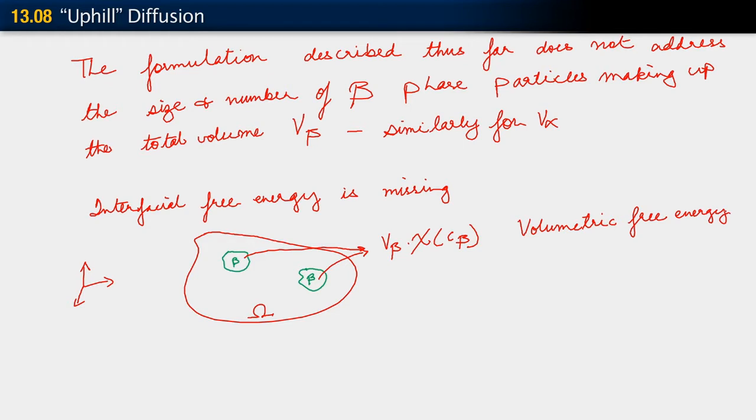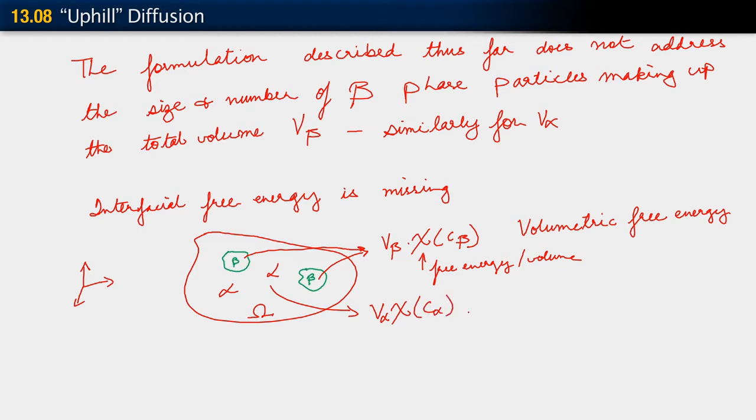That's the free energy which comes from this notion of a free energy per unit volume, which is chi. And likewise, since these regions are alpha outside, we know that the free energy coming from there is V alpha times chi evaluated at C alpha.